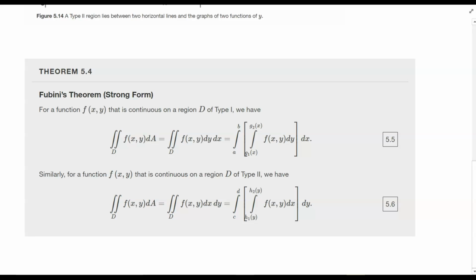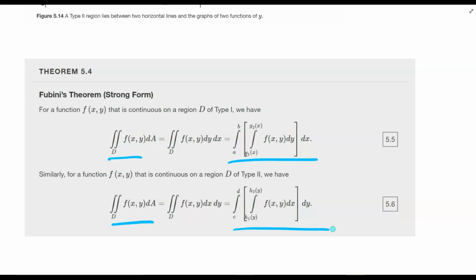This is from the OpenStax book. This is called the strong form of it, and really what we're saying is that we can express this double integral as an iterated integral, and for type 1 regions, it's going to be a dy dx integral. So the inner integral is dy, the outer integral is dx. For a type 2 region, we're going to have a dx dy integral. The inner integral will be with respect to x. The outer integral will be with respect to y.